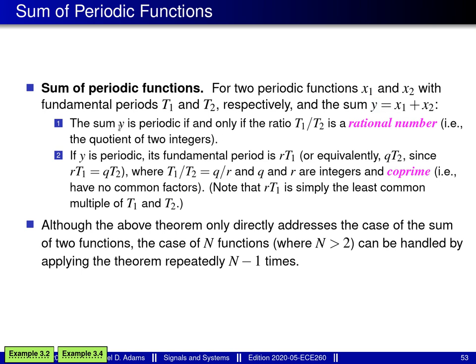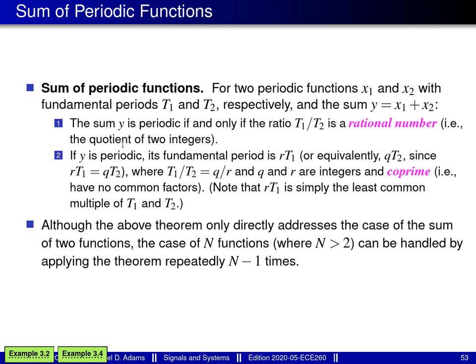So the first part of the theorem is saying whether or not y is periodic. So y is periodic if and only if the ratio of the fundamental periods, T1 over T2, is a rational number. And you'll remember from earlier in the course, a rational number is simply a number that's the ratio of integers.